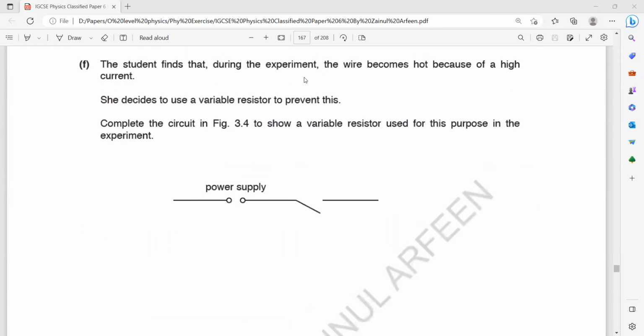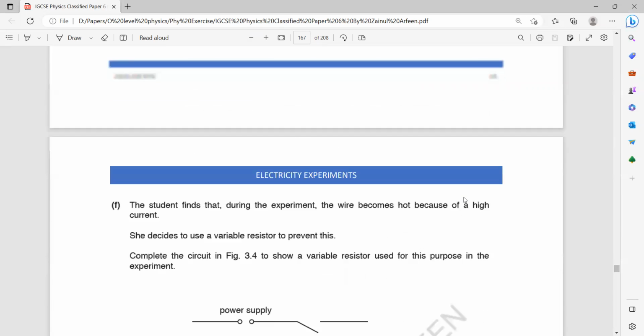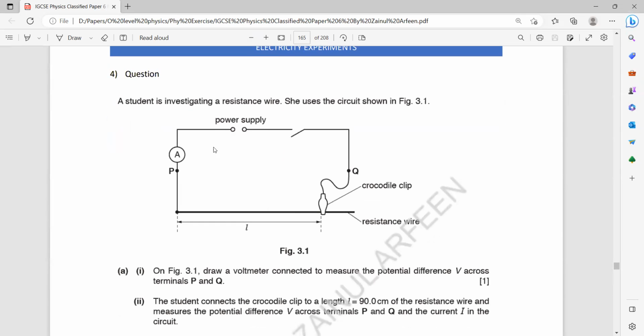The student finds that during the experiment, the wire becomes hot because of a high current. She decides to use a variable resistor. Complete the circuit diagram to show how the variable resistor is used for this purpose in the experiment. The same circuit you have to draw, but with a variable resistor. This is the original circuit. I just showed you the original circuit. Ammeter is there, a crocodile clip, a wire is there.